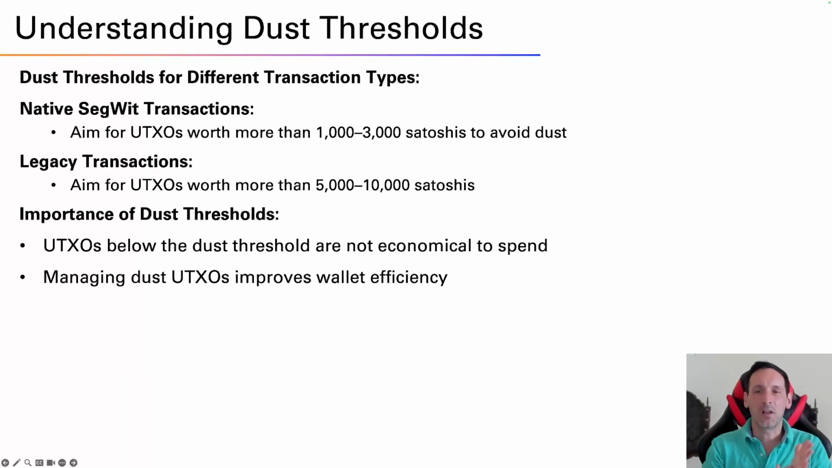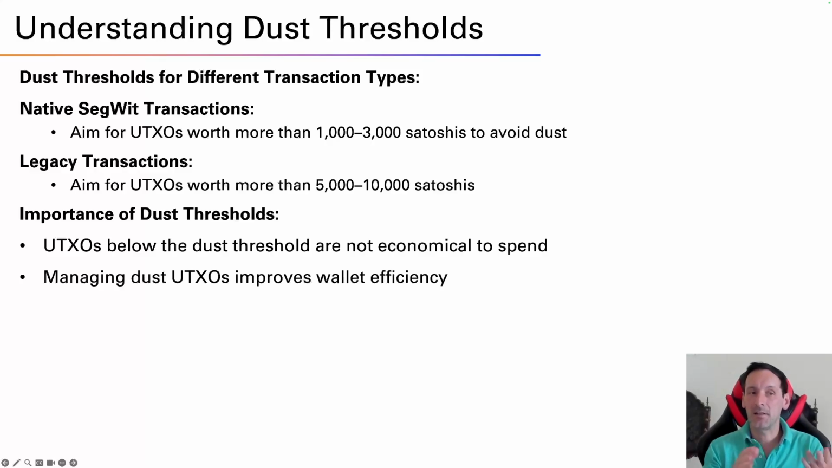Right, so understanding dust thresholds. The dust threshold varies depending on the transaction type due to differences in transaction sizes and fees. Because the script focuses primarily, or only, on native SegWit addresses, we use the lower dust threshold of 1,000 satoshis, and being aware of these thresholds helps in maintaining a healthy UTXO set for your wallet.